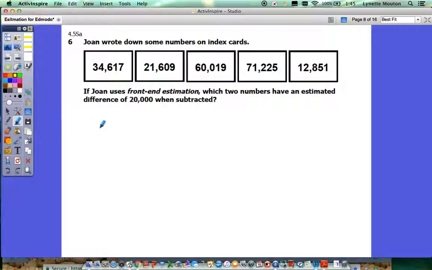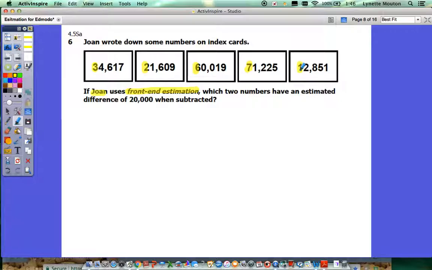We have to look at the verbiage that they use in the text, or the words they use to describe it, the vocabulary that they use, in order to know what they are specifically asking me to do. This time Joan is using front-end estimation. And remember, we can cry tears of joy when we see front-end estimation, because we know this is going to be an easy problem. Because front-end estimation tells us we're just taking this front digit on each of the numbers, and then everything else becomes 0.